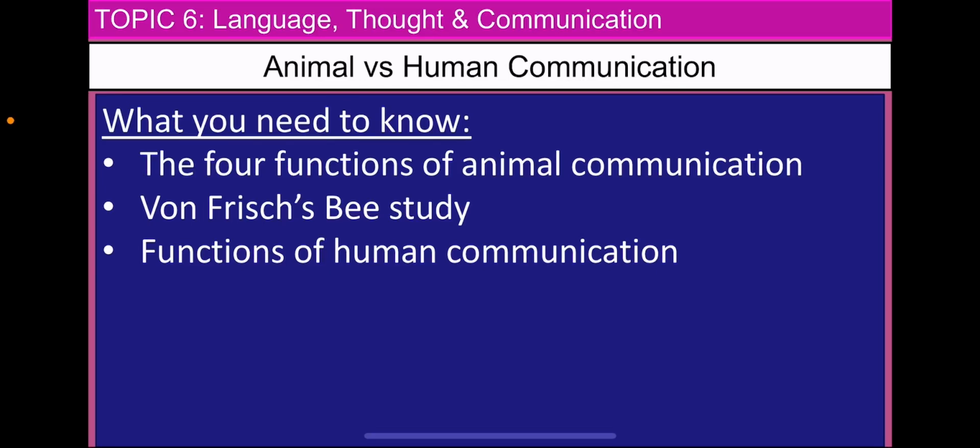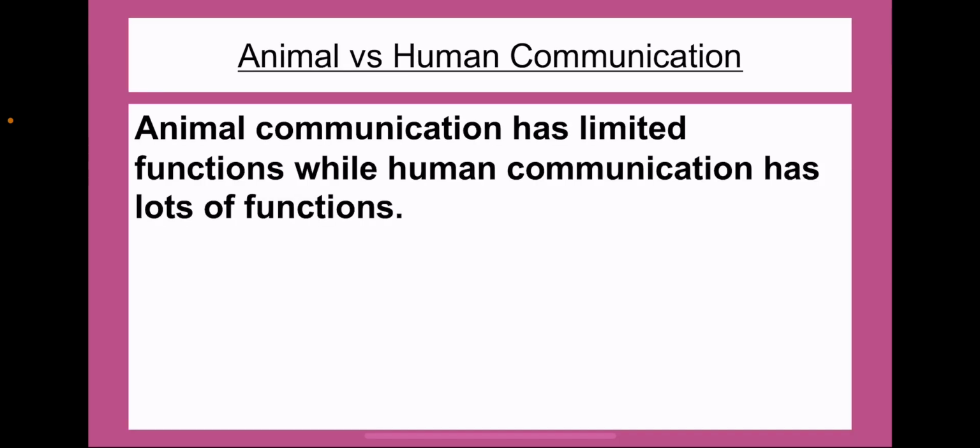Hey guys, in this language revision video I'm going to run through everything you need to know for the animal and human communication section of the language section for the psychology GCSE. We're going to know 4 functions of animal communication, so what 4 things can animals communicate for. We need to know a key study here, the von Frisch bee study, and we need to know what humans can do with communication which makes our communication of a higher level than that of animals. So let's get stuck in.